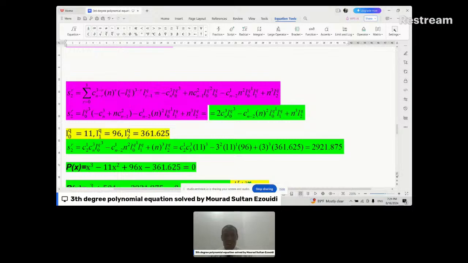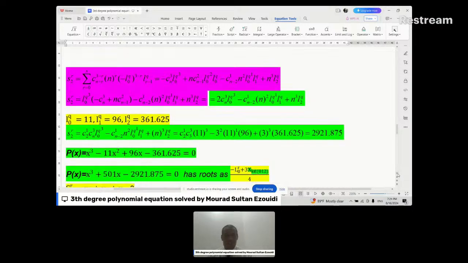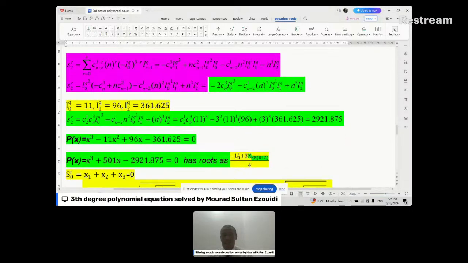We continue. We said that we found S1 and S2. Therefore, learners, this is the original polynomial that we worked with, isn't it? X cubed minus 11x squared plus 96x minus 361.625 equals 0. As it is an equation, whatever root we substitute here in your third degree polynomial equation has to be equal to the value on the right hand side, which is 0, not 0.0020 or something like that. No, it has to be equal to 0, learners.